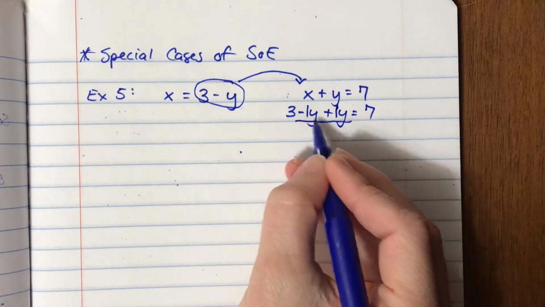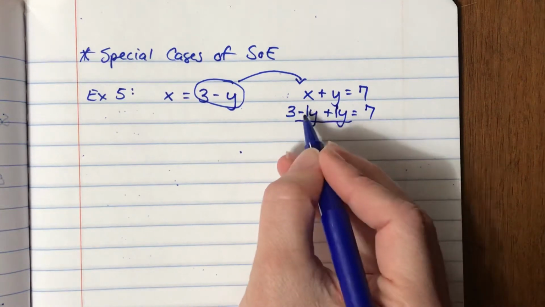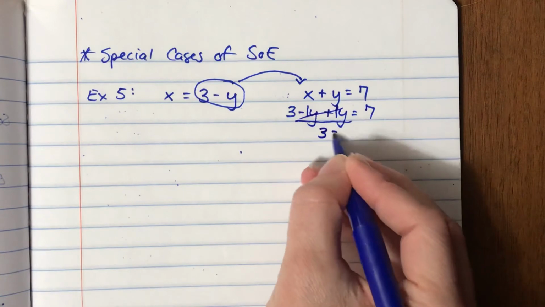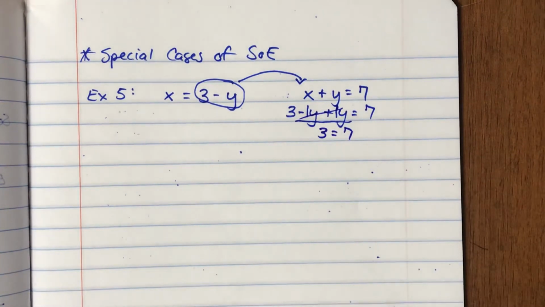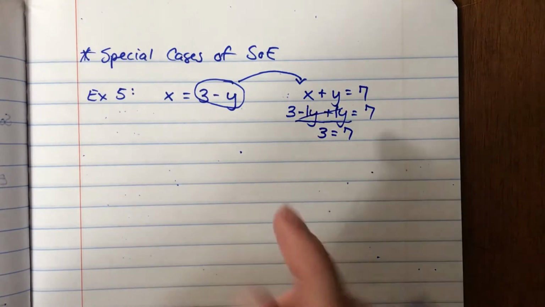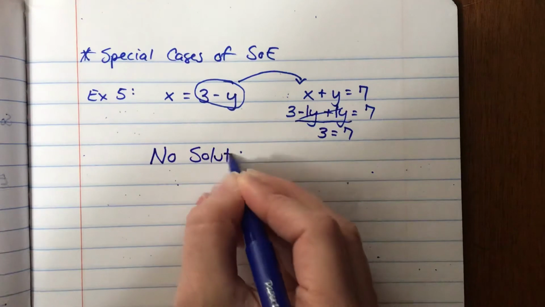What is negative y plus 1 plus y, or negative 1y plus 1y? Those are going to cancel, right? Negative 1 plus 1 is 0, and so we get the answer 3 is equal to 7. Now that has happened to us before when we were dealing with one equation, and when does this happen? This is when there are no solutions.